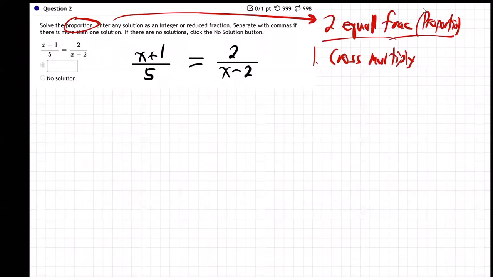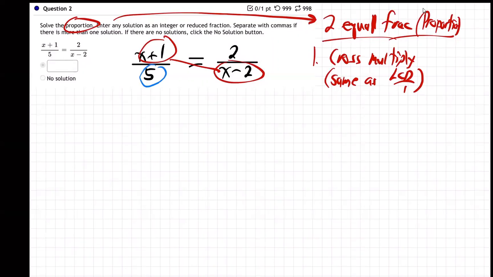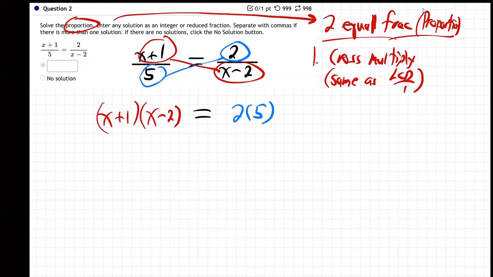instead of LCD over 1. I'll just write "same as LCD," because you might be thinking, isn't that what we normally do? LCD over 1? Yeah, that's what we normally do. But you just take this and this and multiply, and then this and this you multiply. So then we get x plus 1 times x minus 2 equals 2 times 5. So just one diagonal goes on one side, the other diagonal goes on the other. It doesn't matter which side, left or right.